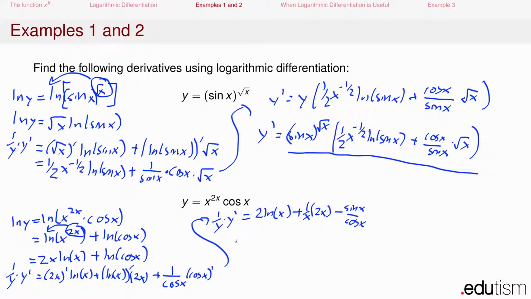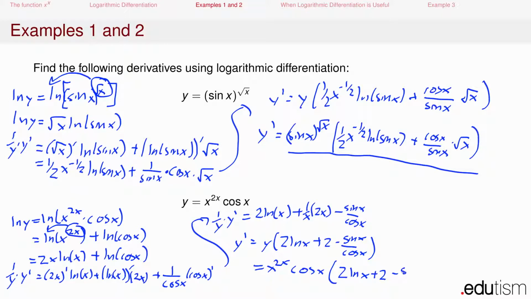Now we multiply both sides by y to solve for y prime. So we get y prime is y times 2 ln x plus 2 minus sine x over cos x. And then we just fill in what y is. Y is x to the 2x times cos x. And this whole thing is multiplied by 2 ln x plus 2 minus sine x over cos x.